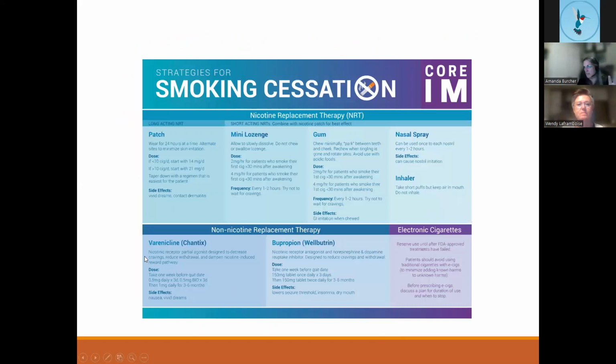As Wendy was saying, there are tons of products out there for smoking cessation. Certainly at end of life, we're not looking at the oral tablets along the bottom here, but we may think about a patch. So if a patient is smoking less than 10 cigarettes a day, a 14 microgram patch would be recommended. And if they're smoking more, it's a 21 microgram patch with a tapering course, but we may not get there if they're at end of life.